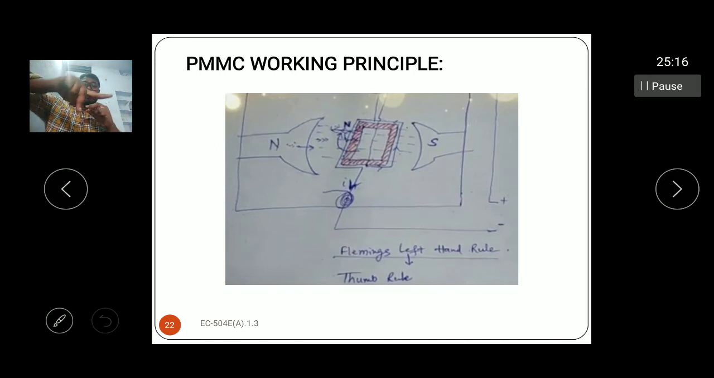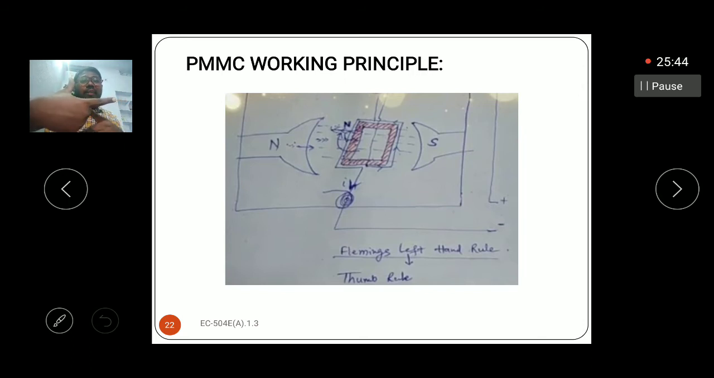Here, this is the motion of the magnetic field. This is the current flowing in the downward direction. This is the direction of moving of the coil. This is the motion of the magnetic field, and this is the current direction.